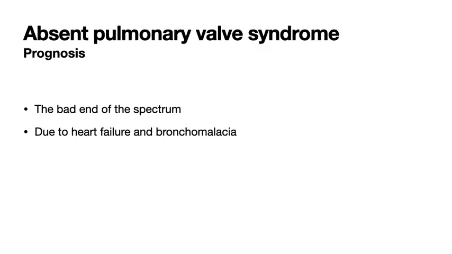Now, of all the things that we've talked about, absent pulmonary valve syndrome is at the bad end of the spectrum. It's mostly due to heart failure of this right ventricle having to work so hard, but also because of this bronchomalacia, that the bronchi were injured by this compression.